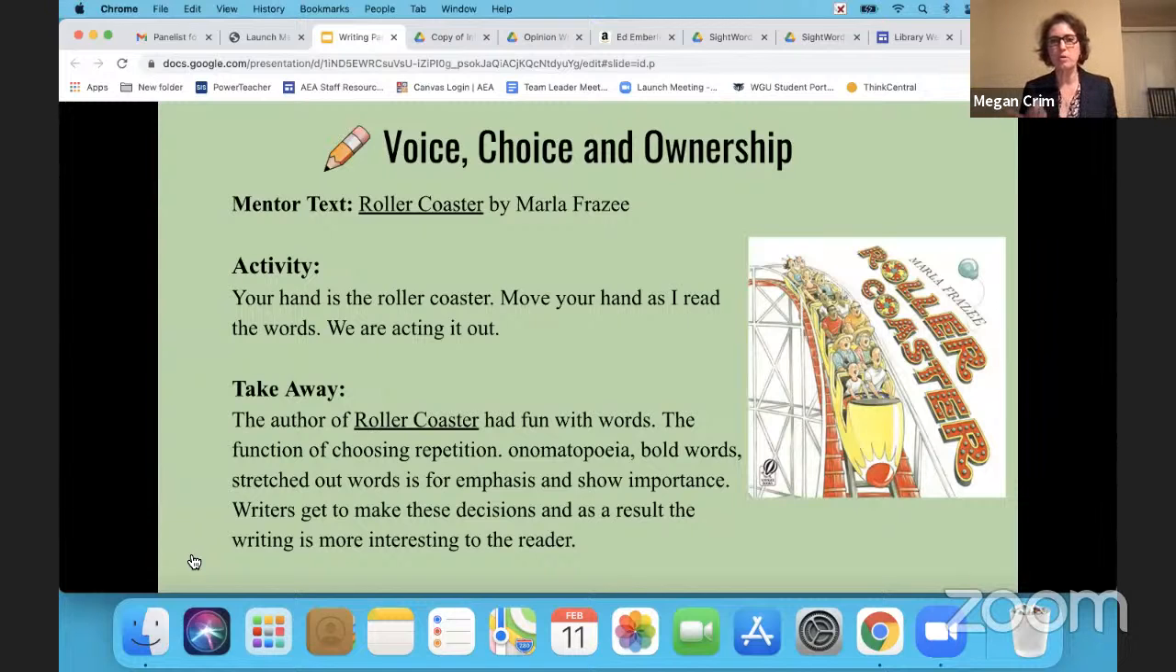We have this wonderful book, Roller Coaster. And in the classroom, we did this over Zoom with our arms, and you're welcome to do it with your arms. In the classroom, we would be all over the classroom, all 23 of us, moving our bodies through the roller coaster. But as I read this, we would act it out. And I want you to listen to the word choice that this author, Marla Frazee, uses and how she uses words.